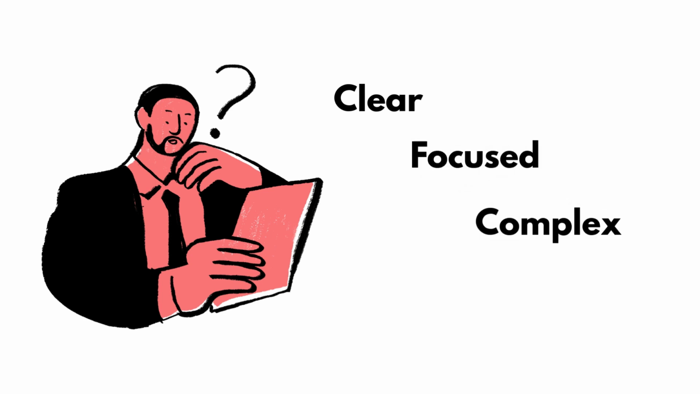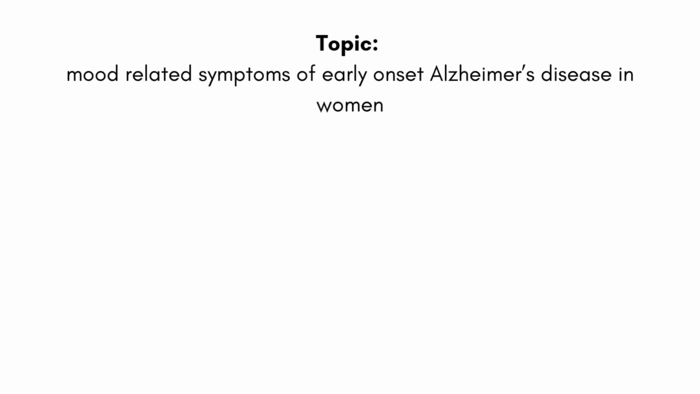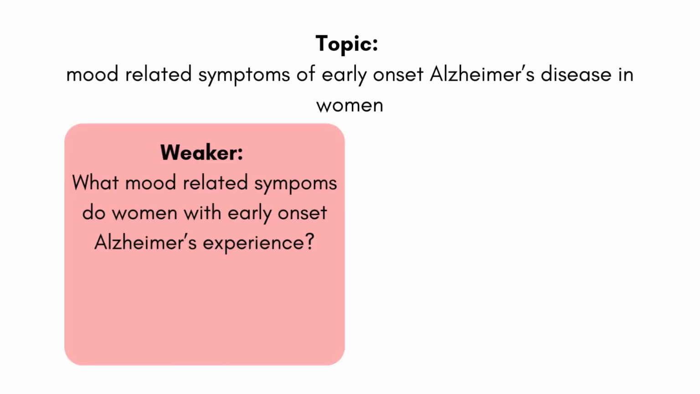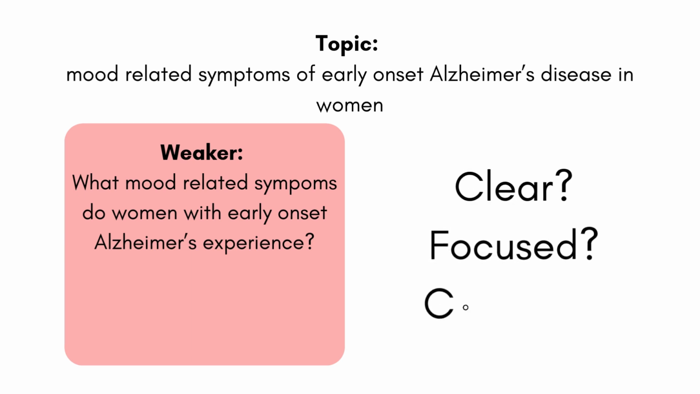Let's look at an example that shows the difference between a weaker research question versus a stronger one. As a reminder, our topic is mood-related symptoms of early onset Alzheimer's disease in women. A weaker question might be something like, what mood-related symptoms do women with early onset Alzheimer's disease experience? Now let's assess. Is this question clear, focused, and complex? It is easy to understand, and it is about something specific, but it's not really complex. This question can be answered pretty simply by listing symptoms. That's not enough to write an entire paper about.